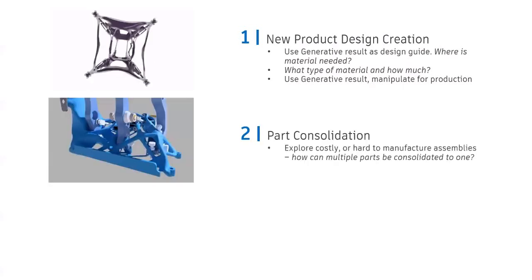Second would be parts consolidation. So we talked about this a little bit earlier. And as you look at some costly assemblies you might have, generative is a great way to explore some cheaper options for that to reduce on supply chain. So here you can explore those costly assemblies again and then generate an option to replace those multiple components.